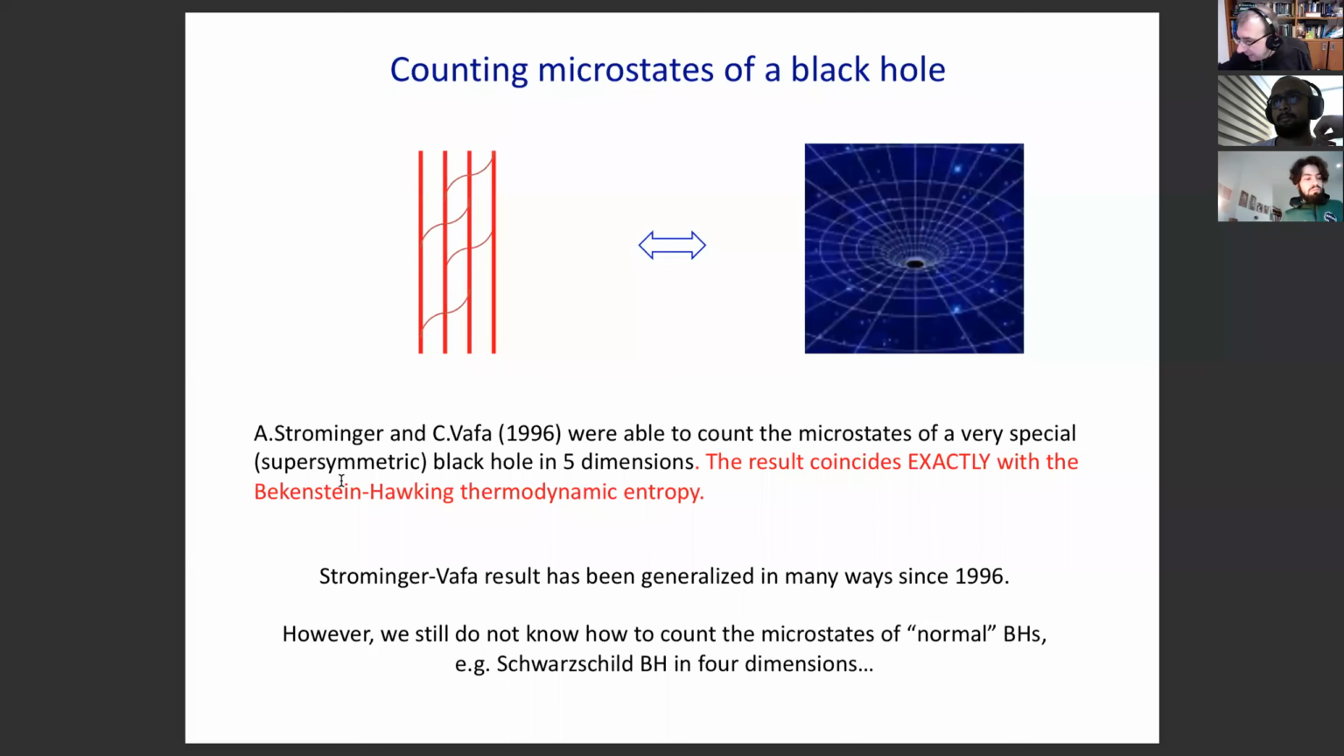Such a theory actually exists. In 1996, Strominger and Vafa managed to count microstates of a very special, I must say, not the Schwarzschild black hole in our universe, which is unfortunate, but a very special type of black hole in five dimensions. And this result coincides exactly with the Bekenstein-Hawking thermodynamic entropy, right? This has been generalized ever since, but it's important to understand that, string theory may or may not be the theory of nature, as you know, but at least it allows this exact, analytical derivation of the Bekenstein-Hawking result, at least in this simplified version where you can control your calculation very well in five dimensions and so on.